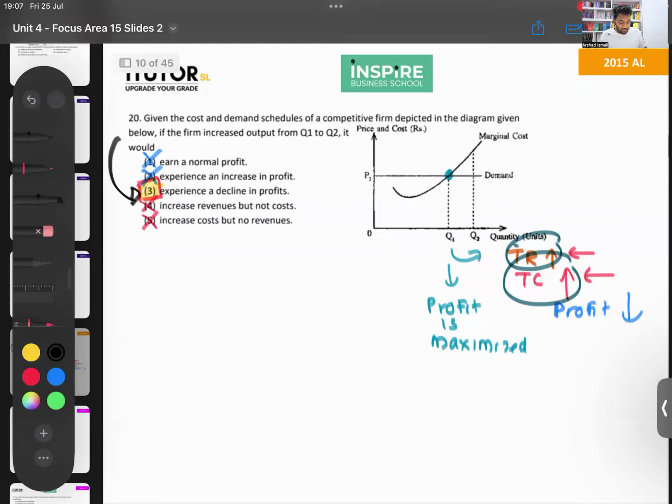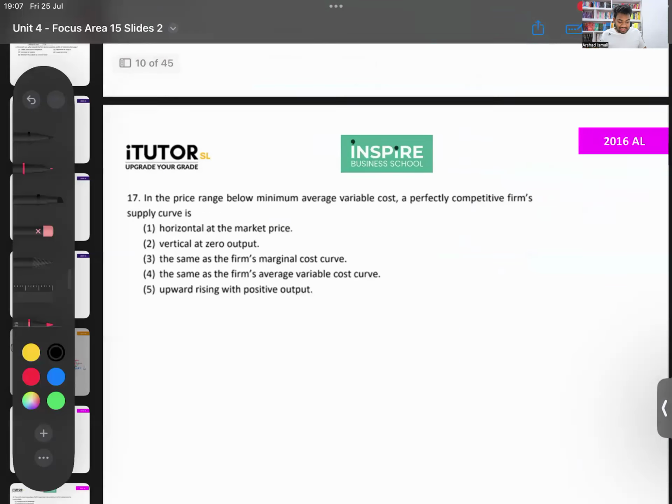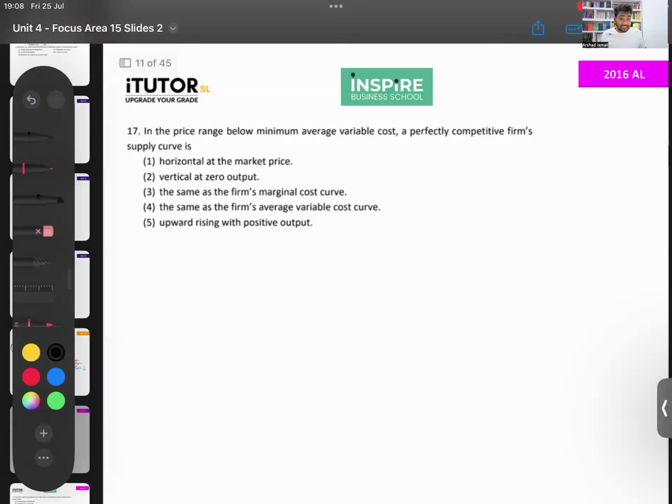Okay. Then we move to the next one. 2016 A-levels, question number 17. The question is saying, in the price range below the minimum average variable cost, a perfectly competitive firm's supply curve is. What do you think? If you take a perfectly competitive firm's supply curve, if you remember, this is your average variable cost curve. This is your marginal cost curve.